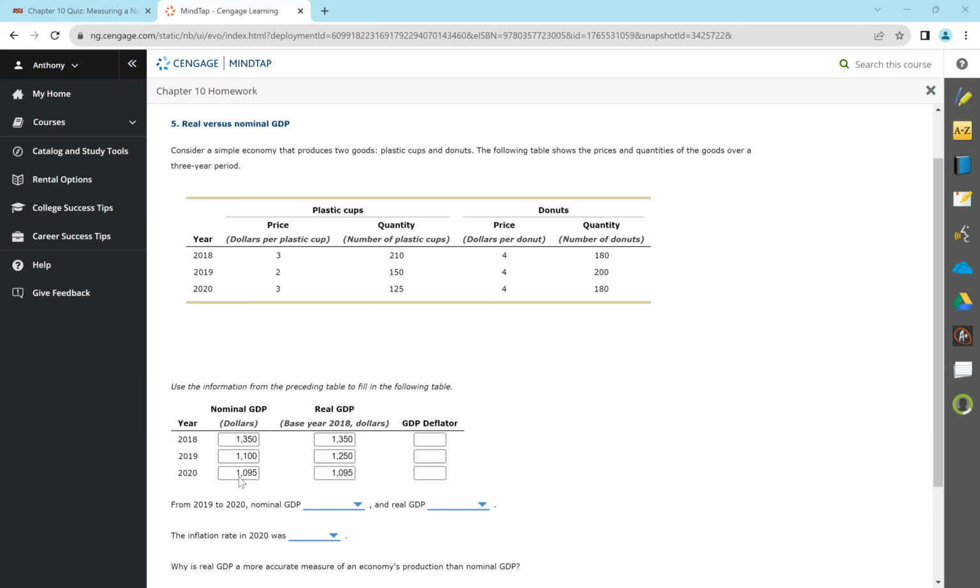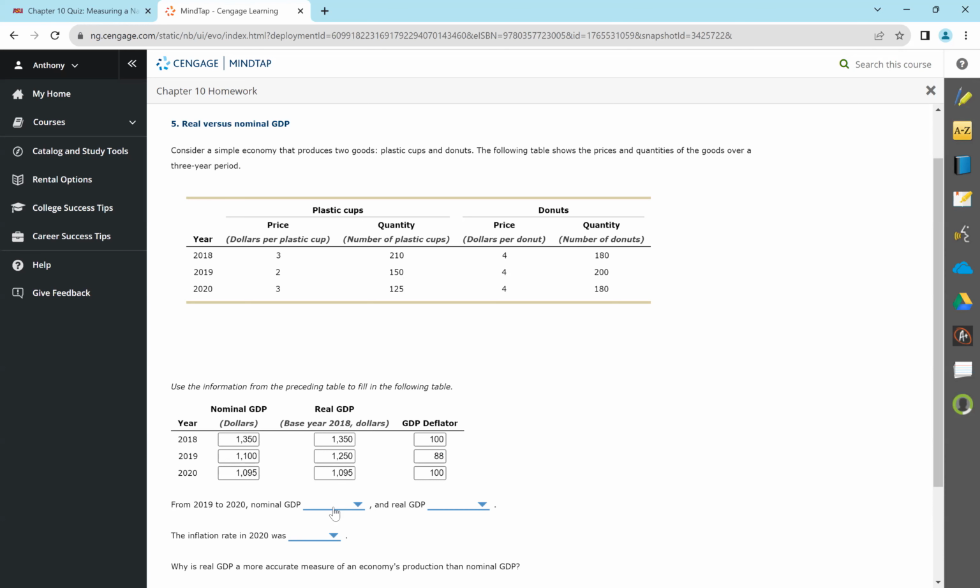1095 again. Okay, so you're dividing. So it's like this divided by this divided by this divided by this. So it ends up being 100 for the first one. It's 1. The last one is also 1. What is this one? 1100 divided by 1250. 0.88. Yes, so they would say 88 is the deflator.